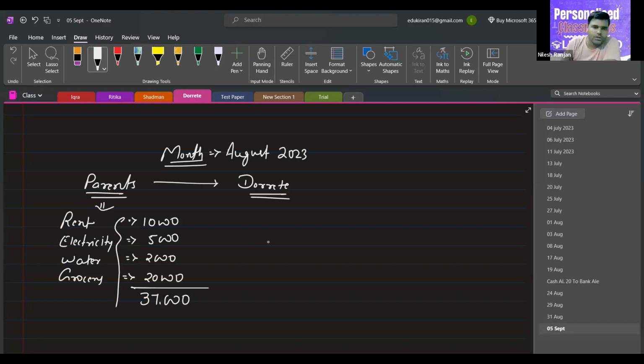Okay. Now, there are some small expenses also. But they don't have enough time to do all these kind of expenses. So they give you the responsibility for these kind of expenses. Like small expenses, you can say.